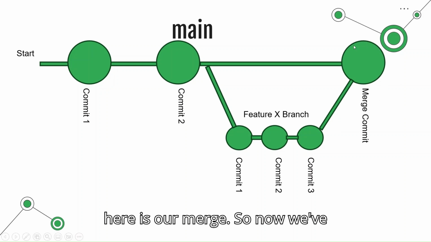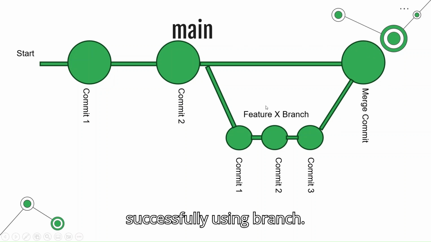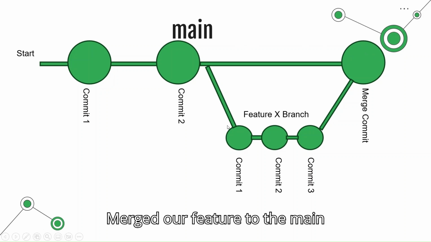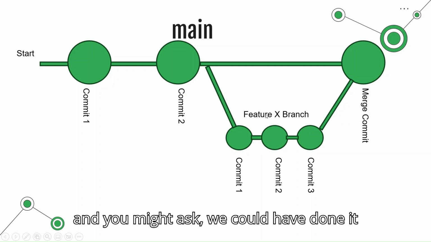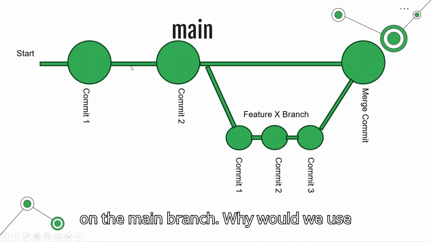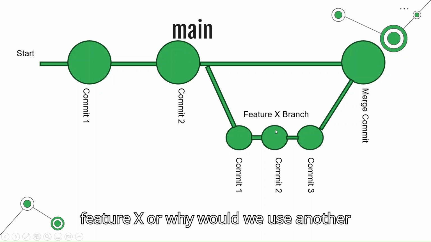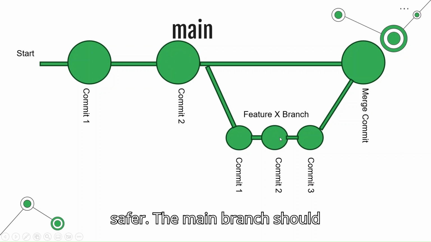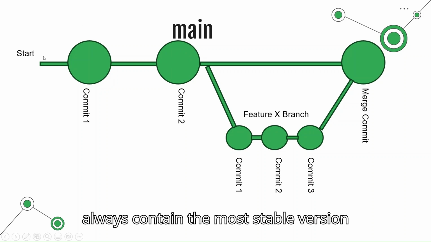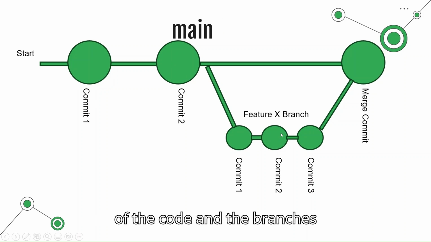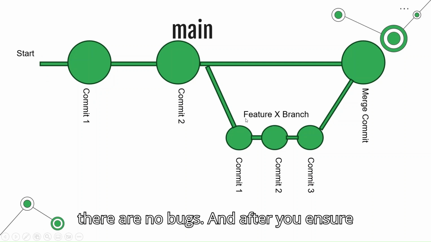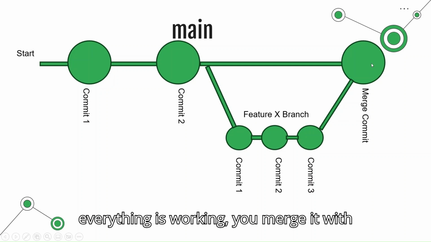And here's our merge. So now we've successfully, using branch, merged our feature to the main. And you might ask, we could have done it on the main branch. Why would we use feature X? Or why would we use another branch to do it? It's because branches are safer. The main branch should always contain the most stable version of the code. And in the branches, you can test the code, make sure there are no bugs, and after you ensure everything is working, you merge it with the main.